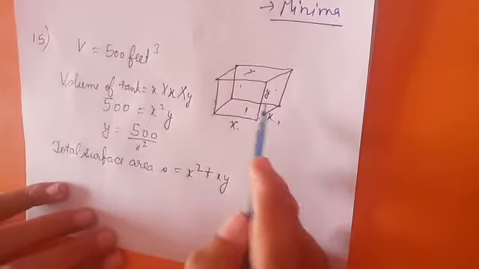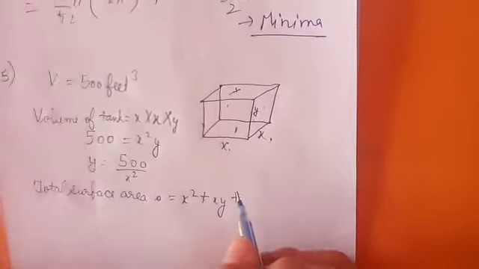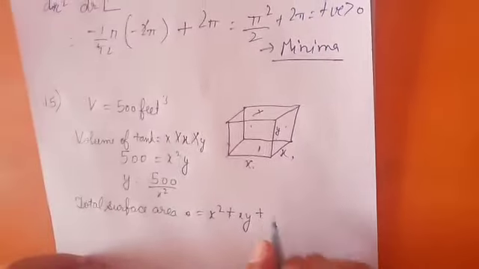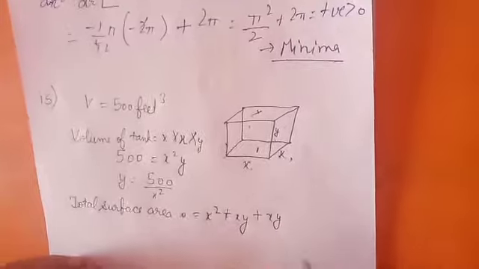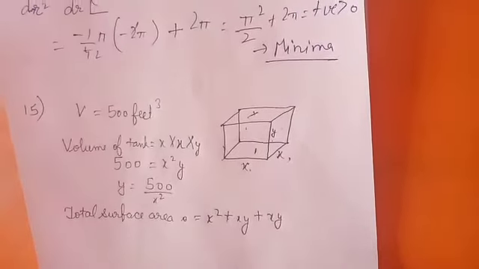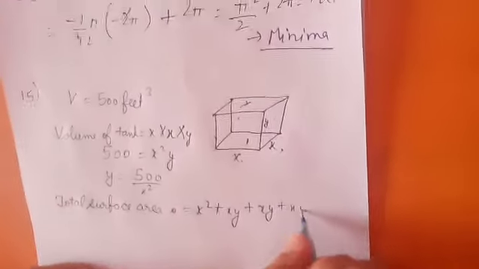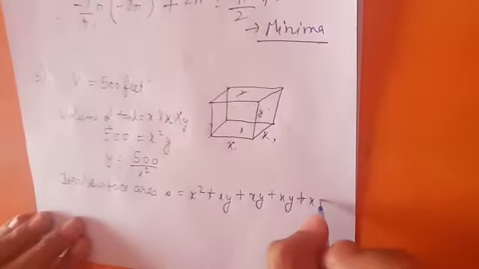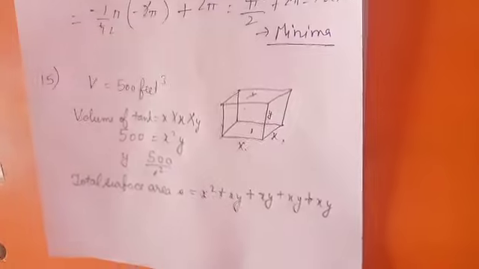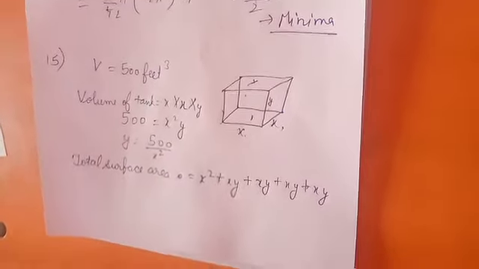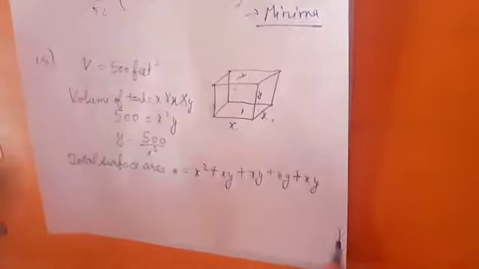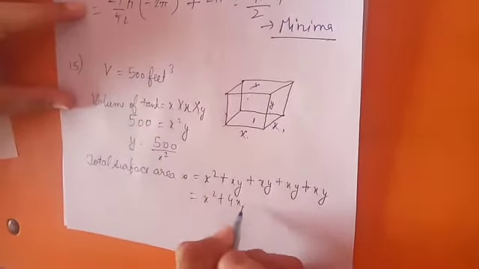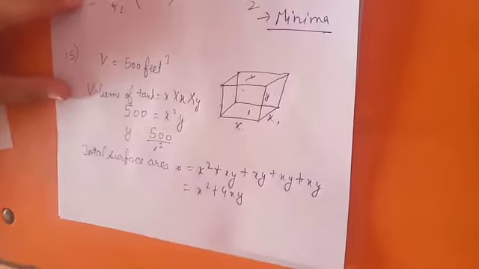Okay, and the wall that is on the left hand side of you, if you are sitting, its surface area will be xy. The wall that is in your front will also be xy, and the one on your back will also be xy. But the tank does not have a top, so we will not discuss the top. So our total surface area is x square plus 4xy.